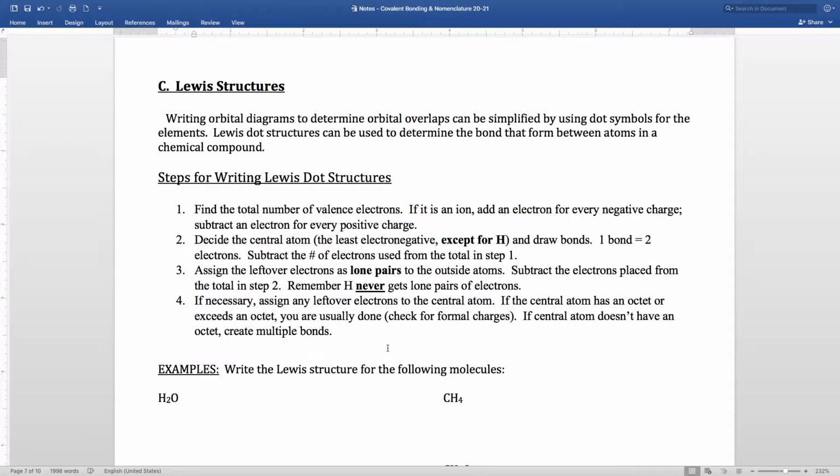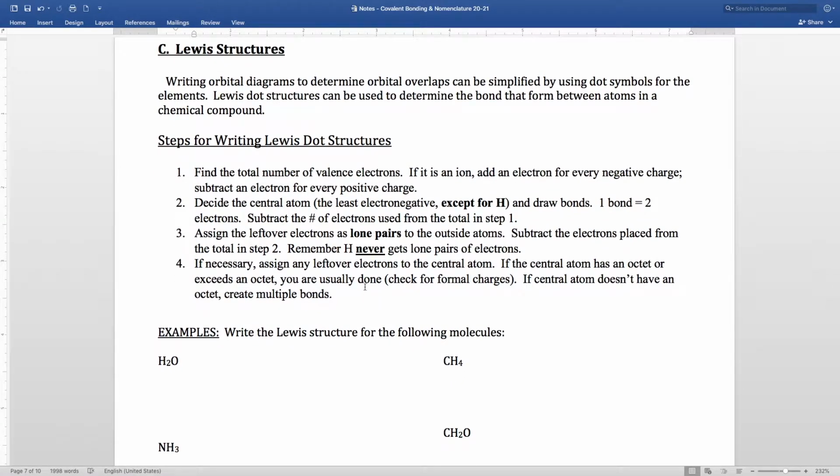We want to first find the total number of valence electrons. If it is an ion, so if it has a charge, add an electron for every negative charge, and then subtract an electron for every positive charge.